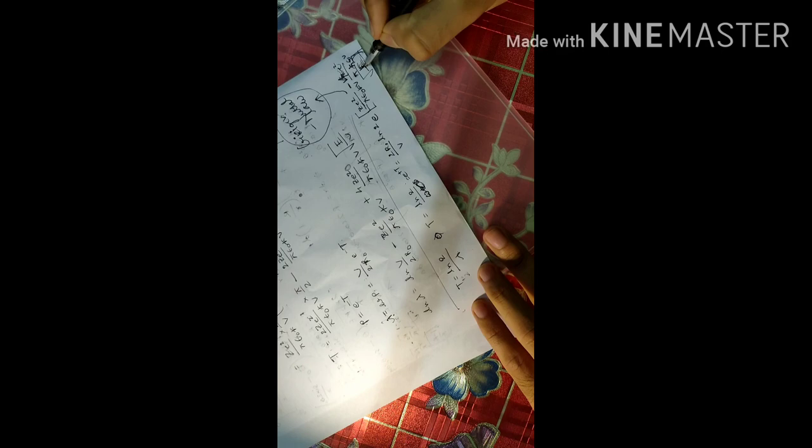Actually, the Geiger-Nuttal law tells us the relationship between the half-life of an alpha particle, t half, and its energy. So we have shown the relationship between t half and the energy of the alpha particle. So this is the Geiger-Nuttal law.